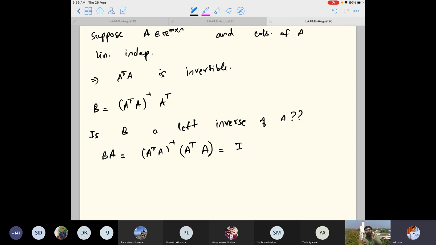In fact, this is one left inverse that I have given you. This particular left inverse is really very important. It will come in many applications and has many beautiful, significant implications. This is called the pseudo inverse. So we will stop here today, and we will continue with this discussion in tomorrow's class. This is called the pseudo inverse of a matrix.